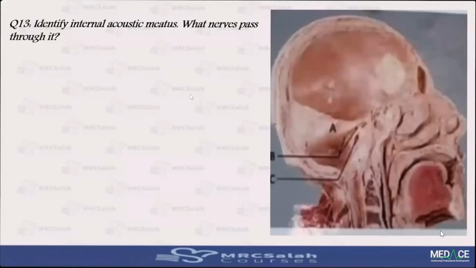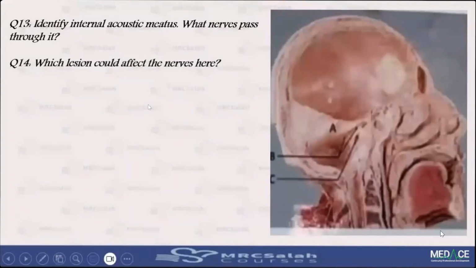Yes, it is C. And what nerves pass through it? The facial and the vestibulocochlear, so 7th and 8th. And which lesion could affect the nerves here? Acoustic neuroma. So what is the motor affection if you have a tumor here? The motor affection could be to the nerve to stapedius of the facial. Yes. That's the motor, and also what else?